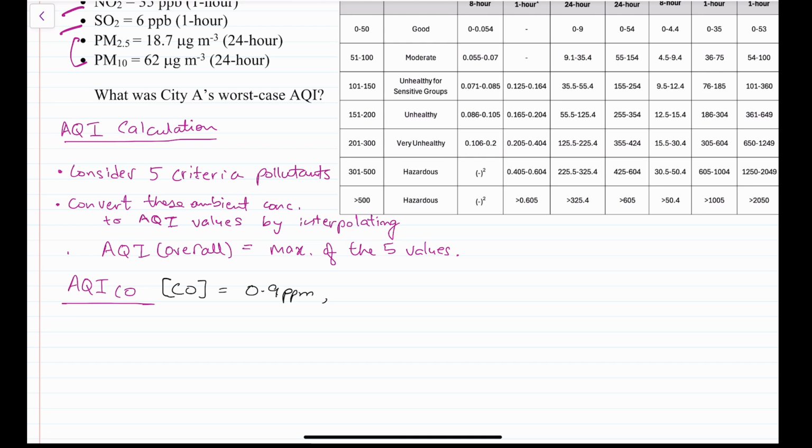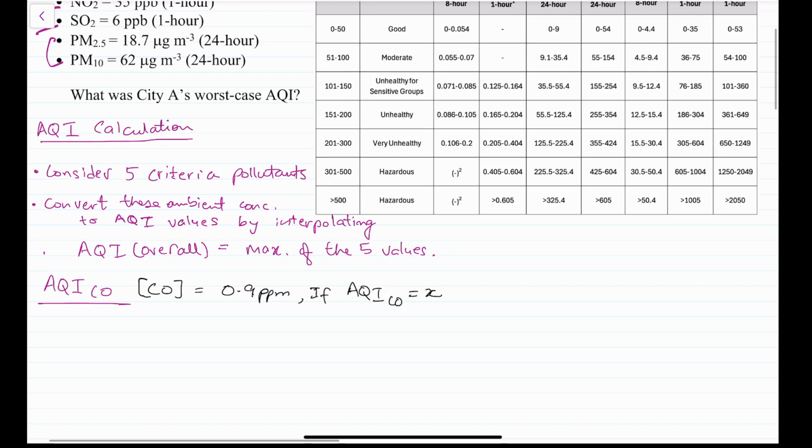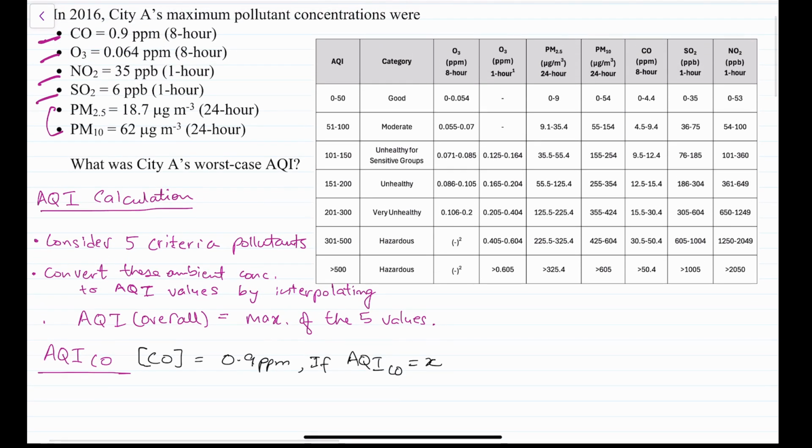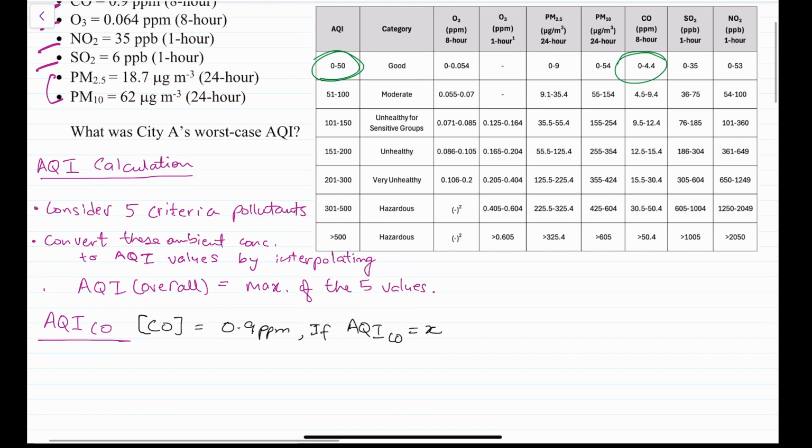So let me say if I call the AQI of carbon monoxide as X. Okay, now I will look at this table here. So this table, I'm going to use these values right here. Between 0 to 4.4, it's scaled to 0 to 50. So what I'm going to do is I'm going to say 0.9. Pay careful attention here to what I'm doing.